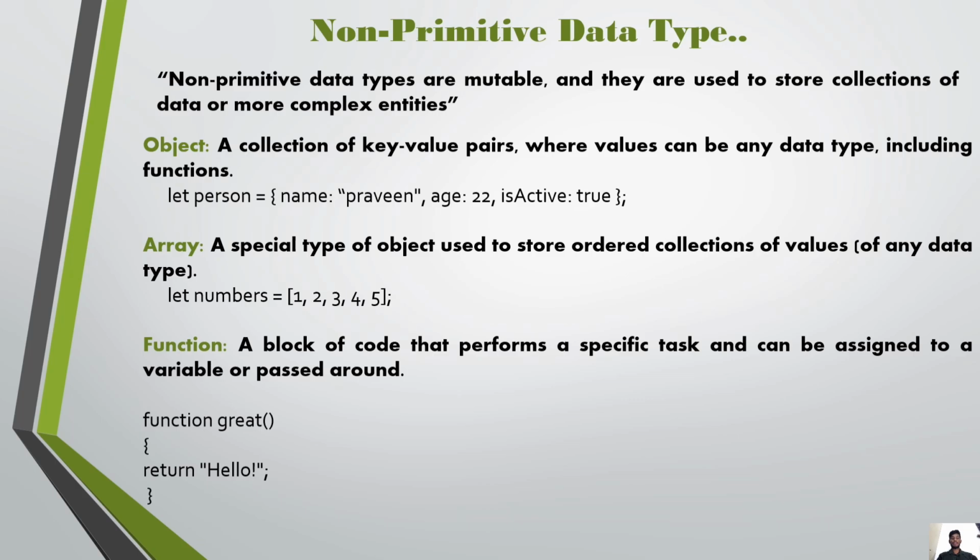Second one, array, a special type of object used to store ordered collections of values of any data type. Let numbers equal to 1, 2, 3, 4, 5. There are letters including A, B, C, D in an array, the ordered type collections of values.